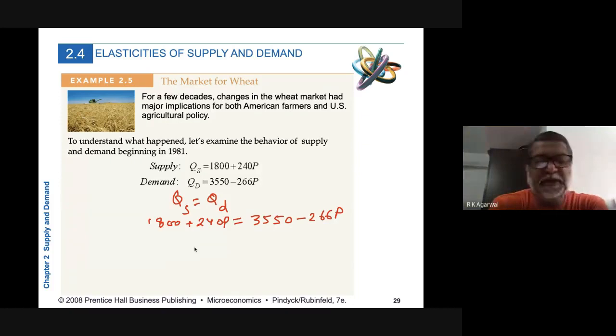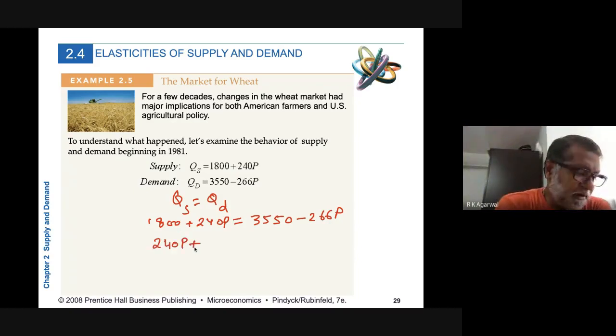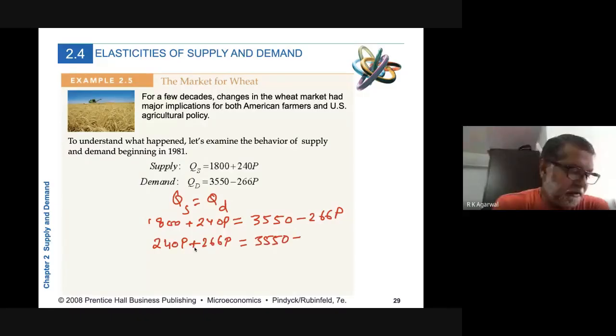Let us bring p on one side and the terms which are constants on the other side. So 240p plus 266p is equal to 3550 minus 1880. So this becomes 506p equal to 0, 7, 6.